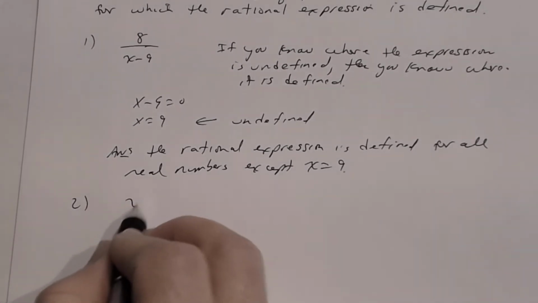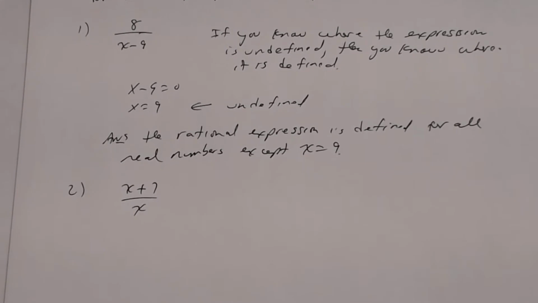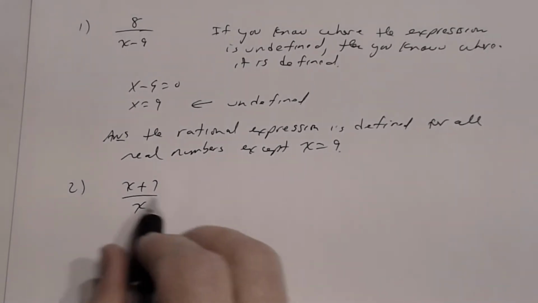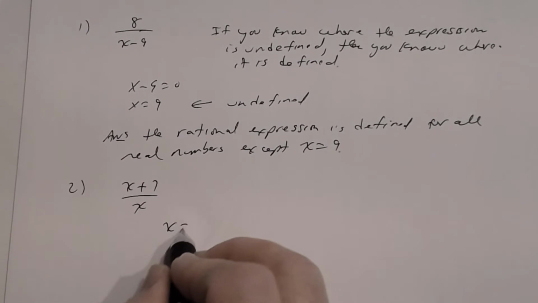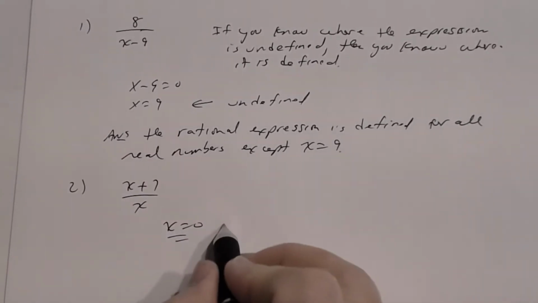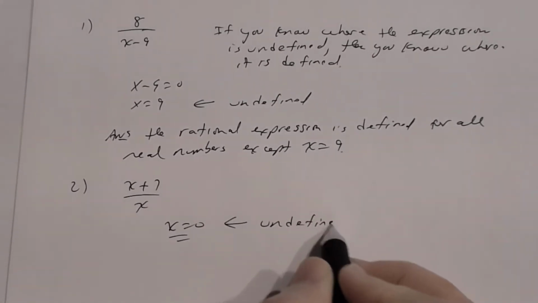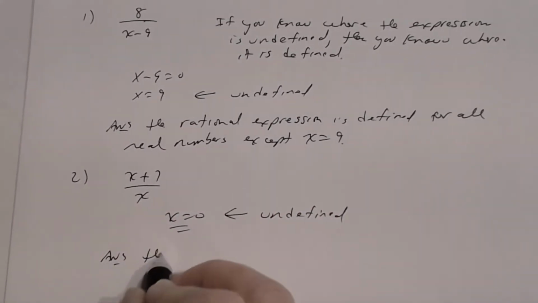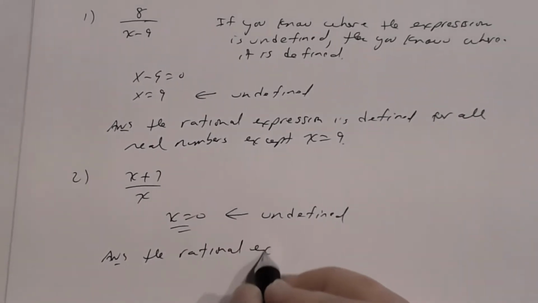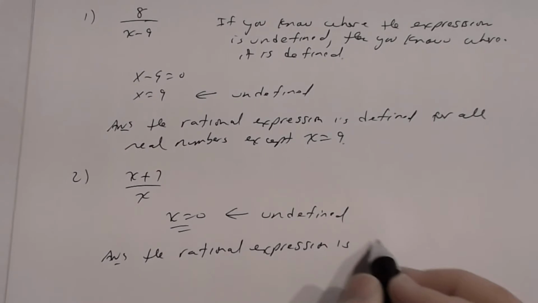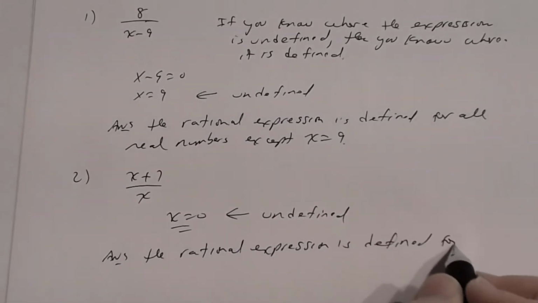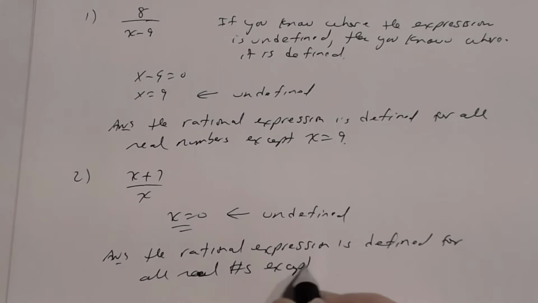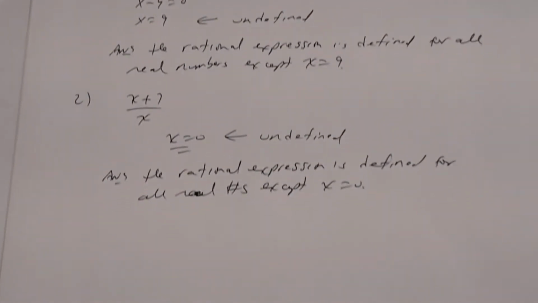Number 2. Let's suppose we had x plus 7 divided by x. Same idea. Where is this rational expression undefined? It's undefined when the denominator is 0. So I set that equal to 0, and I already have x by itself. x is 0. That's where it's undefined. So to answer the question, where is it defined? Here's the answer: the rational expression is defined for all real numbers except x equals 0.